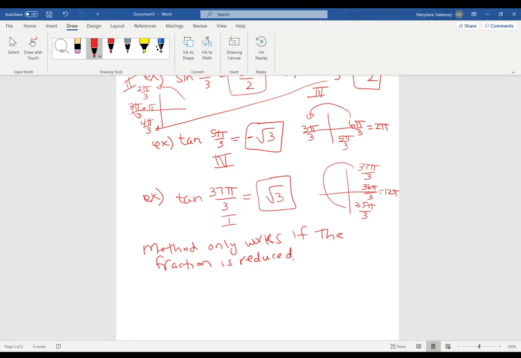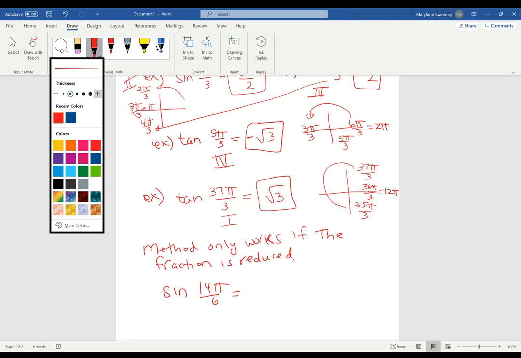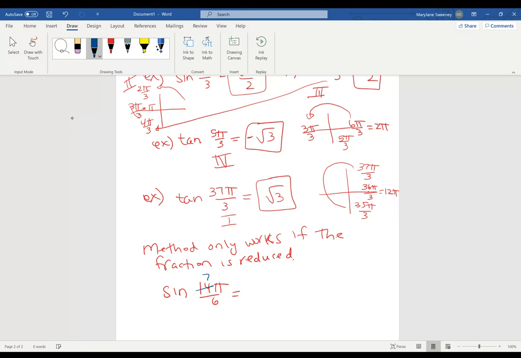So what that means is, if you had something like sine of 14 pi over 6, I don't want to do the sine of 14 pi over 6 because 14/6 reduces. So I would want to reduce that to 7 over 3, because now what I need to realize is this is not an over 6 reference angle. It's an over 3 reference angle. So I would say, what's the sine of pi over 3? I'd go up to my chart, radical 3 over 2.